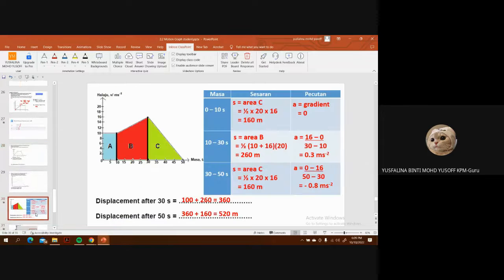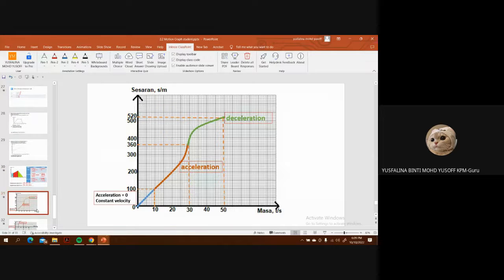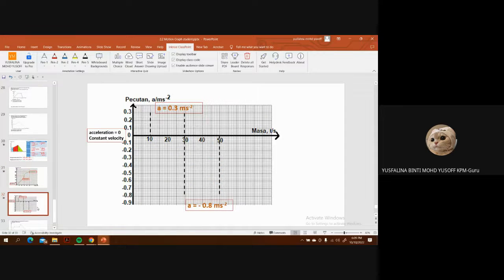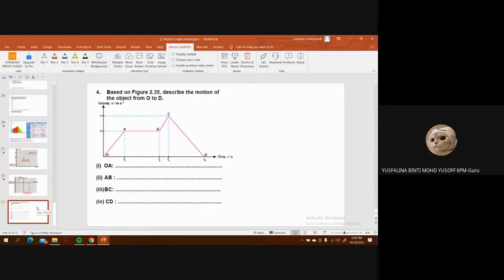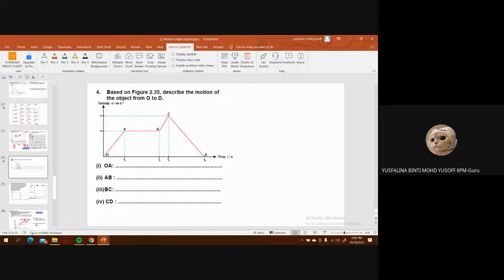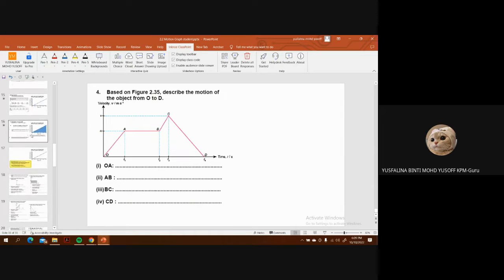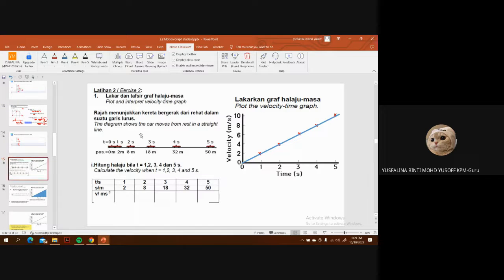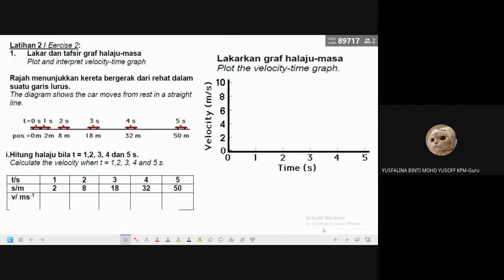Okay. Let's see if there are any questions. Okay, no. So, is it okay? Can we go to the velocity against time? I think it's better, since we can already answer the questions, right?